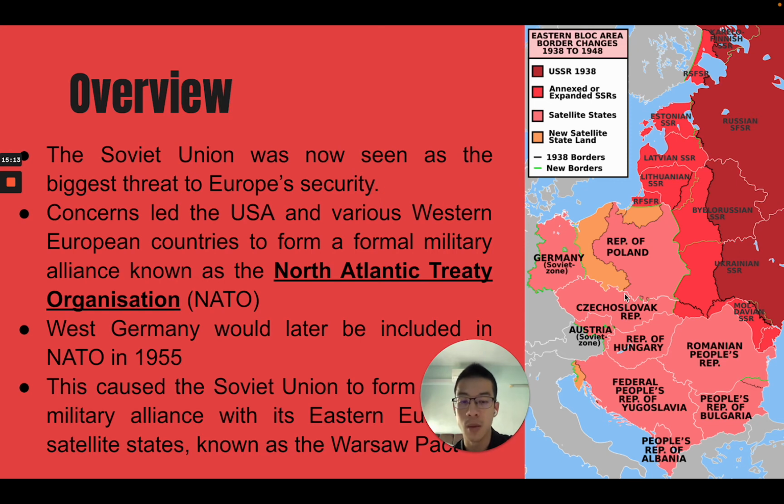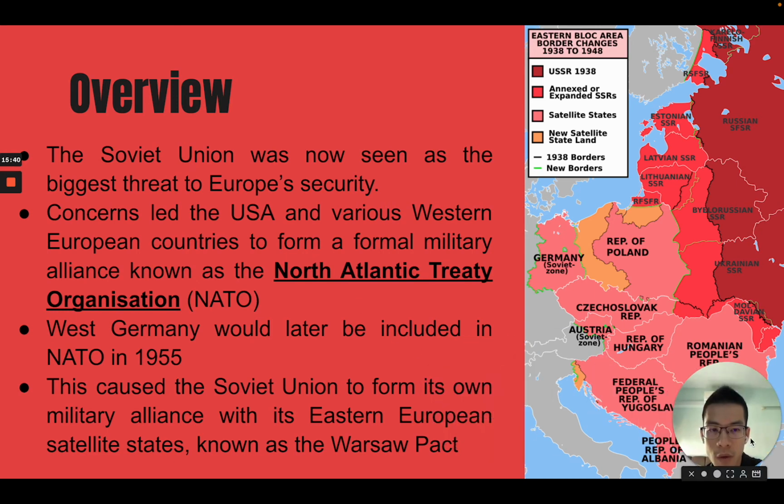What is the Soviet Union trying to do? And is the Soviet Union going to continue expanding beyond Germany to take over the rest of Western Europe? And so there were huge concerns by the Western European countries alongside the USA, and they decided they needed to form a formal military alliance known as the North Atlantic Treaty Organization, or NATO for short. So Atlantic refers to the Atlantic Ocean, North Atlantic refers to the countries in the northern part of this area. Okay, so it will incorporate most of those countries, and West Germany will later be included in 1955. The moment they included West Germany inside the NATO pact, it caused the Soviet Union to form its own military alliance with the Eastern European satellite states, and this will become known as the Warsaw Pact.